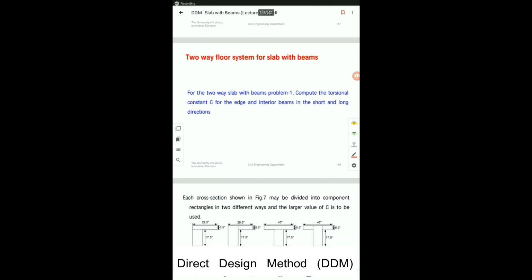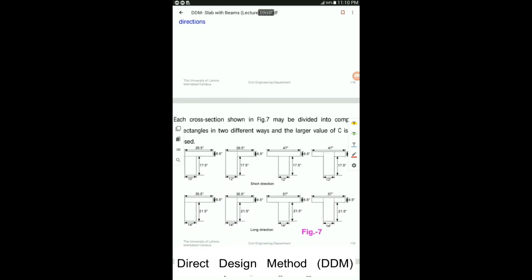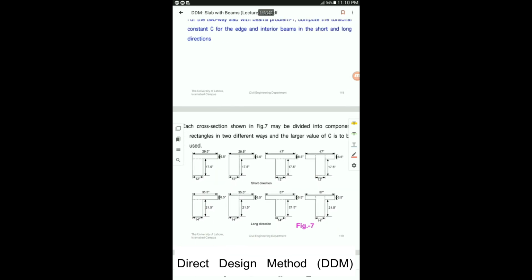Now let us do a numerical problem. This is basically the continuation of the previous numerical problem. The beams which are spanning in the long directions are 14 cross 28. The ones spanning in the short direction are 12 cross 24. We also know that in each of the long and short directions, we have both interior T-beams and edge beams as L-shaped beams. So we will calculate torsional constant for each of them. Because we have T-beams and L-shaped beams in the short directions, both of them have been considered here.